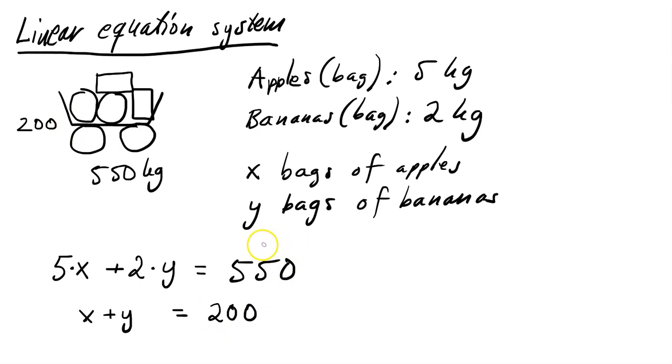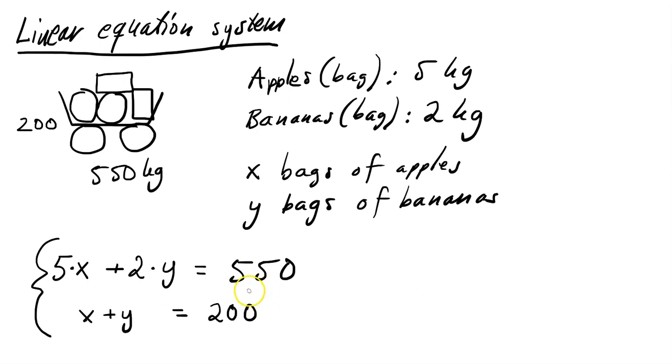So you have these two pieces of information: the total weight is 550 and the total number of bags is 200. And we know the weights of the bags separately, 5 and 2 kilograms. Can we from that figure out how many bags of bananas and apples he has? That means we want to solve these two equations at the same time. We're not only looking for solutions to one of them, but both at the same time, meaning that the X here and here should be the same X, the Y here and here should be the same Y, and those should satisfy both equations at the same time. So we want to find an X and Y that makes both of these true at the same time.